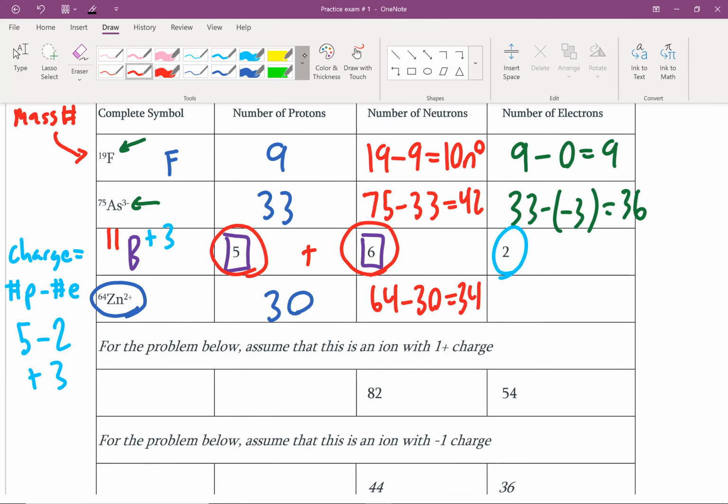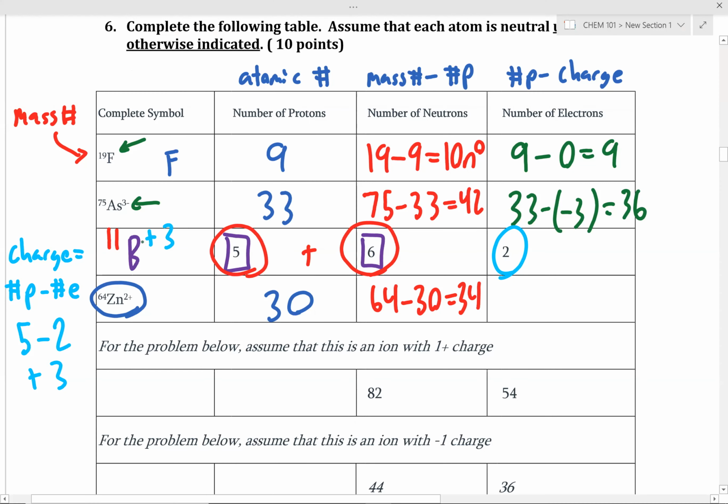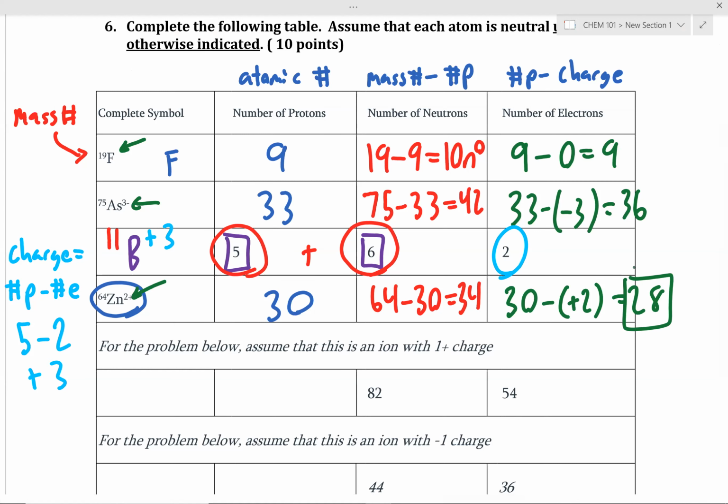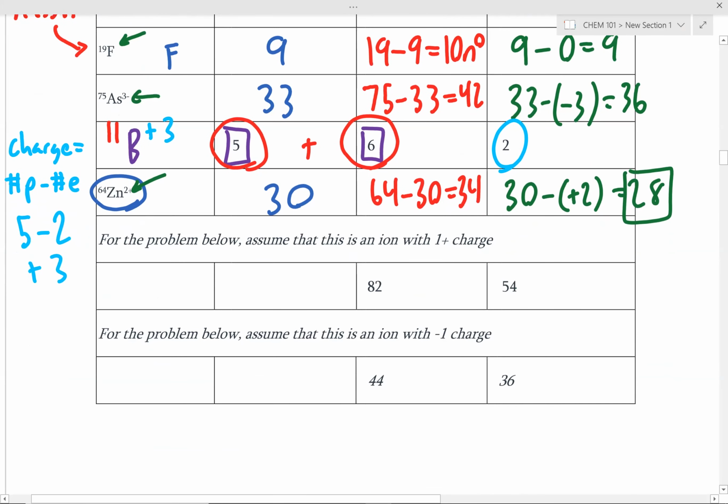Let's now figure out our number of electrons. So our number of electrons is our number of protons minus the charge. And what is our charge in this case? Yep, so plus 2. 30 minus 2 gives us 28. Did that make sense to everyone? Okay. Any other questions? Okay. If not, we'll continue on.